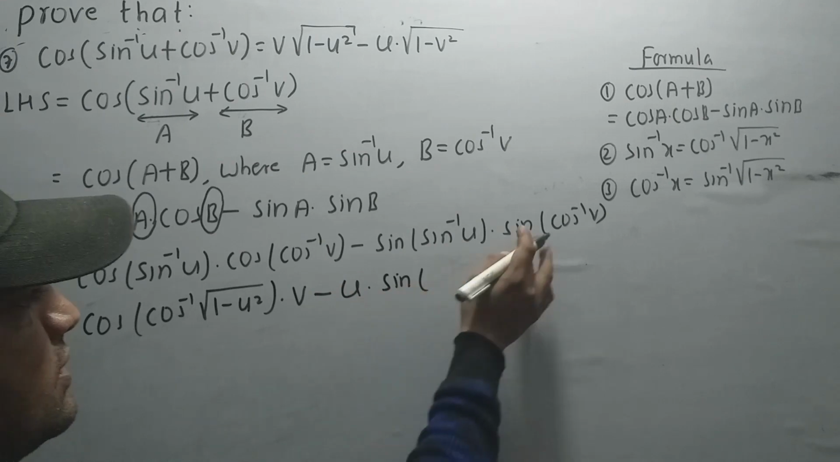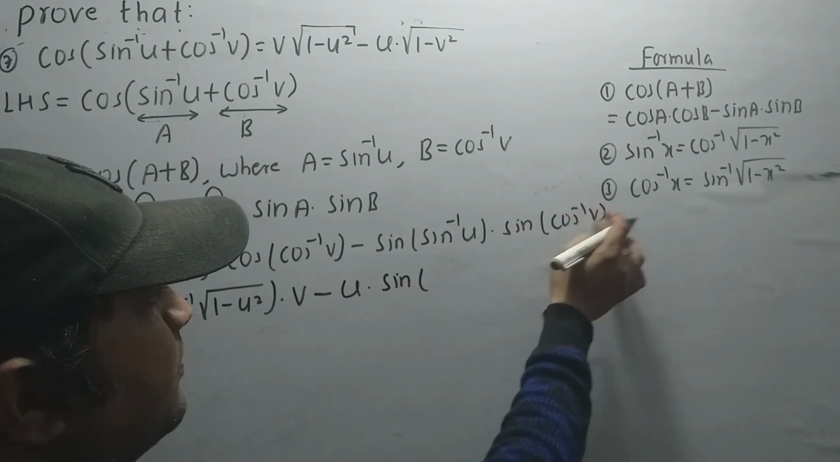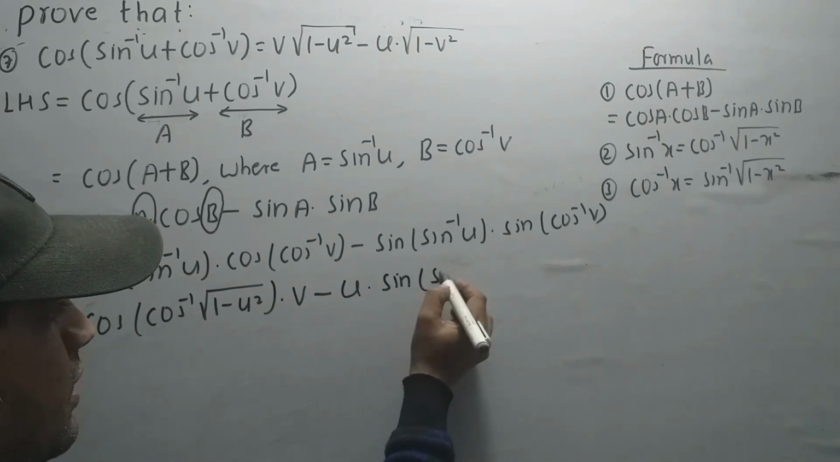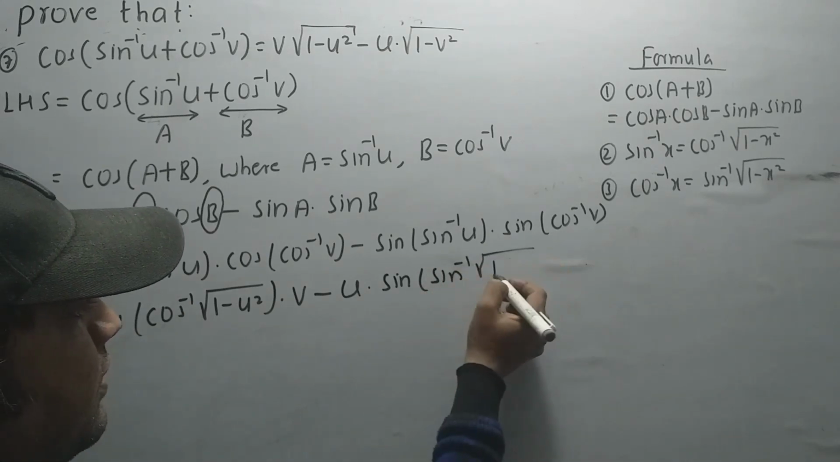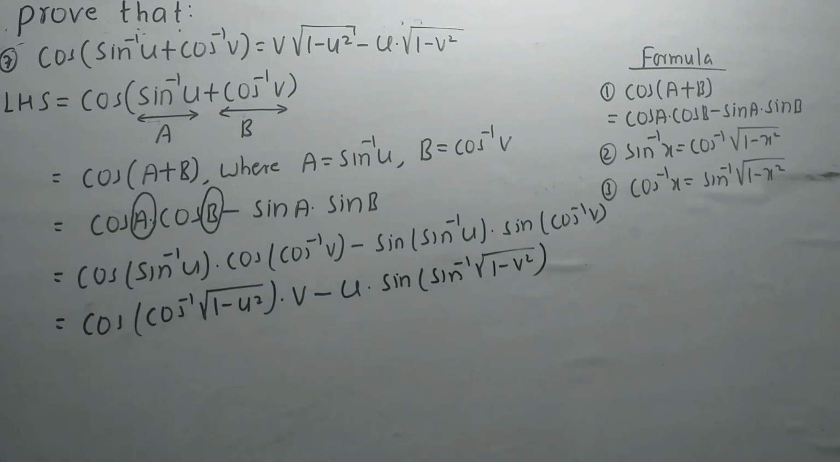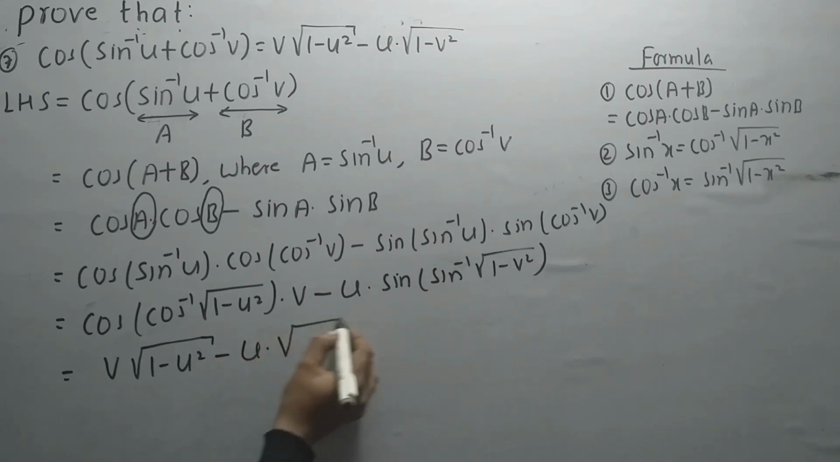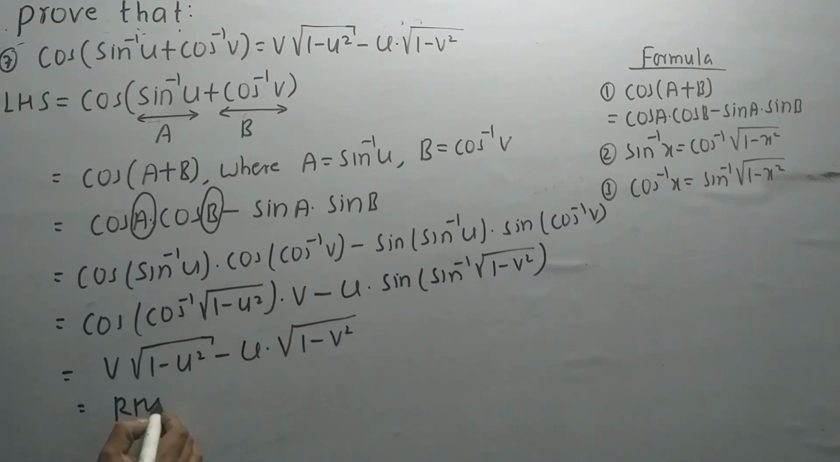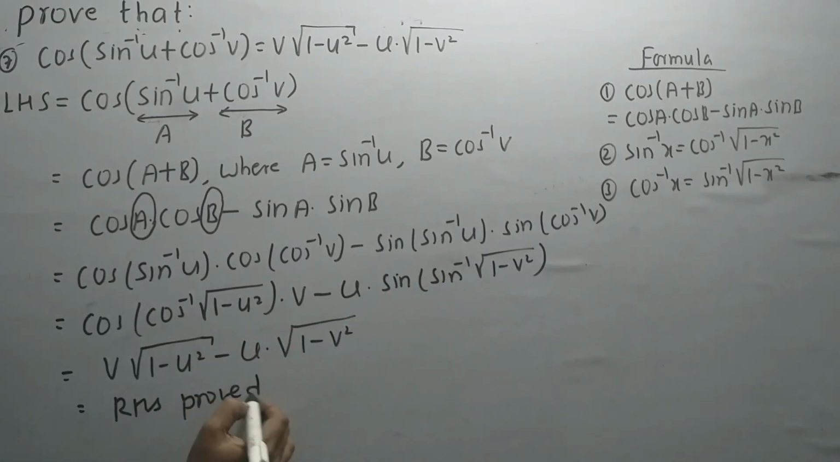Sin remains the same. For this cos inverse b, you replace that by sin inverse under root 1 minus b square. So write here sin inverse under root of 1 minus b square. After that, cos and cos inverse balance each other, b left here. So write here the final result: b under root of 1 minus u square minus u under root of 1 minus b square. So this is our required result, sin and sin inverse balanced here. So this is our required right hand side, proved.